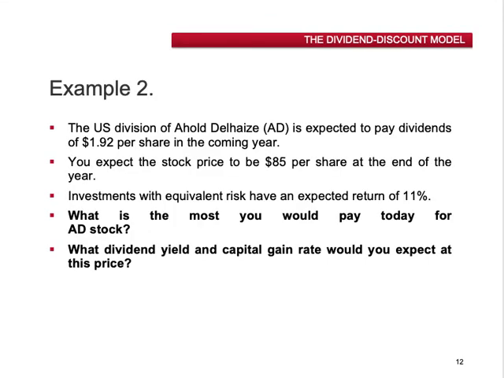Let's have a look at example number 2. The US food division of Ahold Delhaize is expected to pay dividends of $1.92 per share in the coming year. You expect the stock price to be $85 per share at the end of the year as well. Investments with equivalent risk have an expected return of 11%. So the cost of equity is 11%. Two questions. Question 1. What is the most you would pay today for Ahold Delhaize stock? Question 2. What dividend yield and capital gain rate would you expect at this price? Good luck.